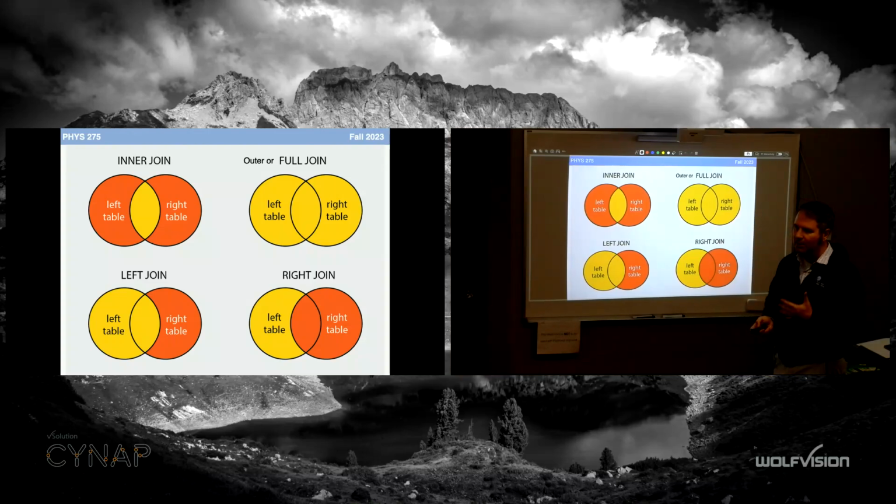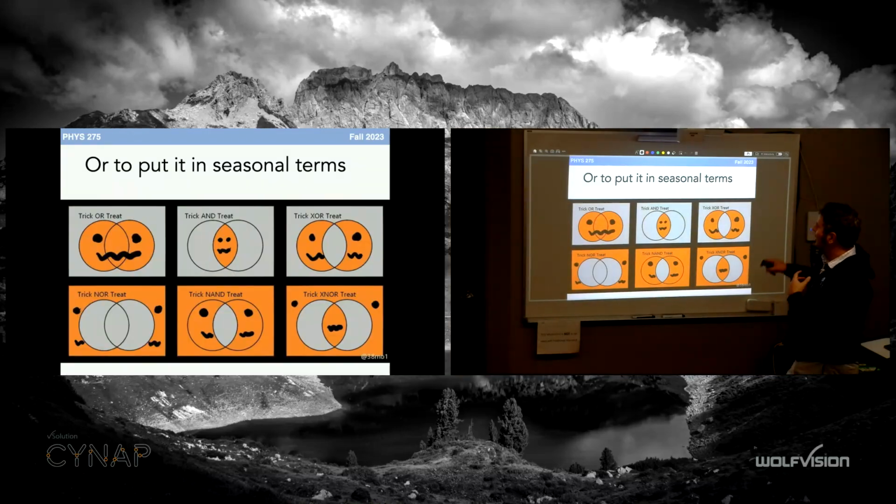So you have to decide which table is your target data set. Of course, you have to put it in seasonal terms. So you've got trick or treat. So this is an outer. Trick and treat, that is an inner. Trick XOR, so not or. And so that's either, you end up with all the non-matches in both tables. This is phenomenally useless. Trick nor treat, that's nothing in there, so everything on the outside. And trick not and so you end up with nothing in there.